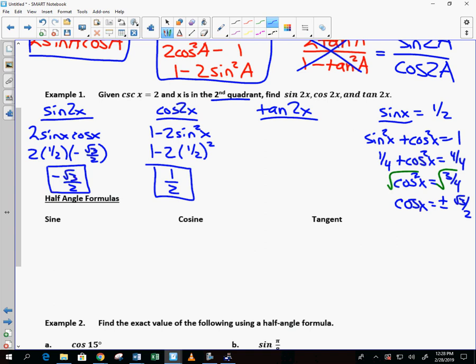Now, here's the mistake that people sometimes make. They go to find tangent, and here's what they do. They say, well, I'm going to find tangent of x, so I'm going to take 1/2 divided by negative root of 3 over 2. That's entirely wrong. You're not trying to find tangent of x. You're trying to find tangent of 2x. Well, in order to find tangent of 2x, you take sine of 2x divided by cosine of 2x. See? So we get negative root of 3 over 2 divided by 1/2.